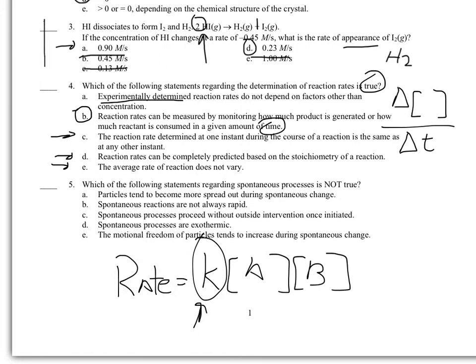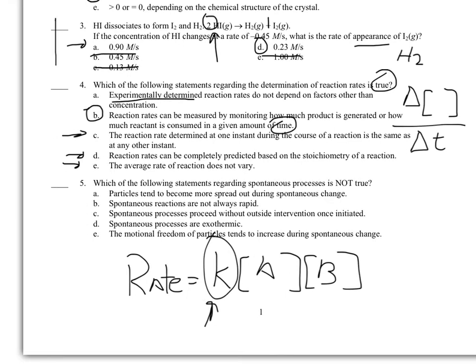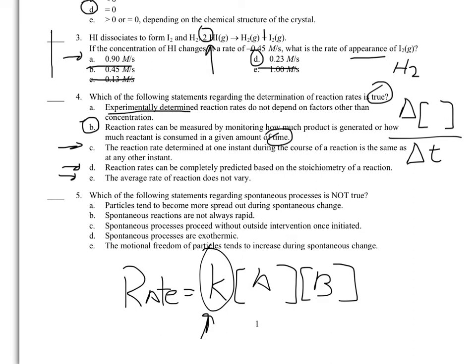Number 5 is also number 2 on the other version of the exam. This is the same question I asked on the first exam. Which of the following statements regarding spontaneous processes is not true? And so we're asking for which one is not true. Particles tend to be more spread out during spontaneous change. One of the definitions of spontaneous change is that the delta S of the universe increases. And so if it's going to be spontaneous, then the particles need to be more spread out.